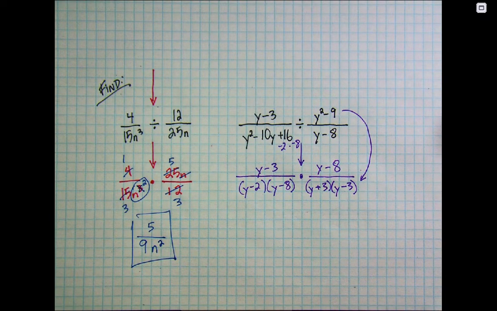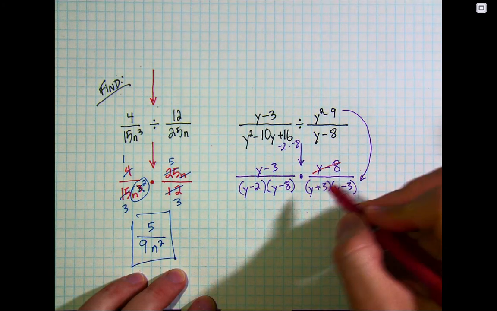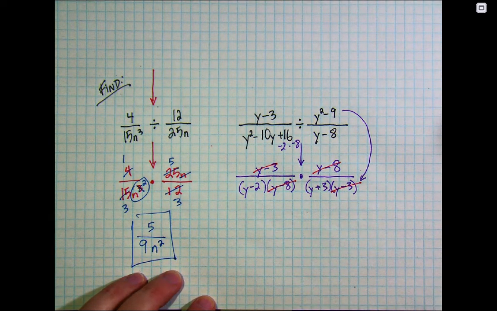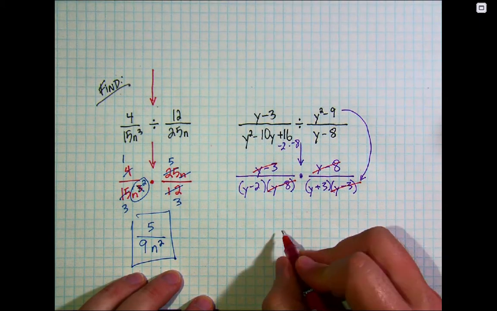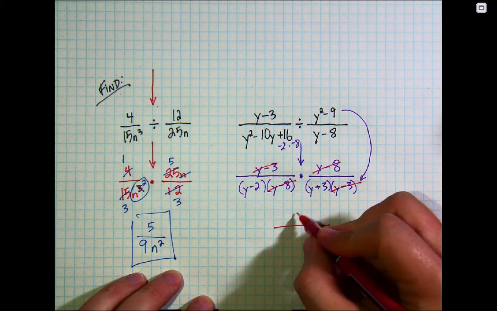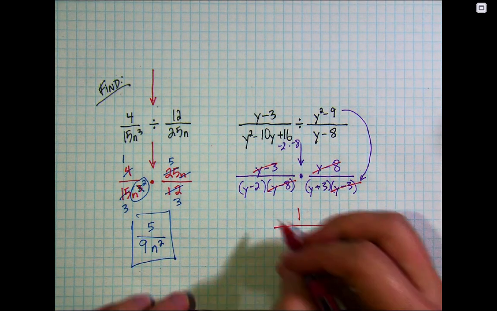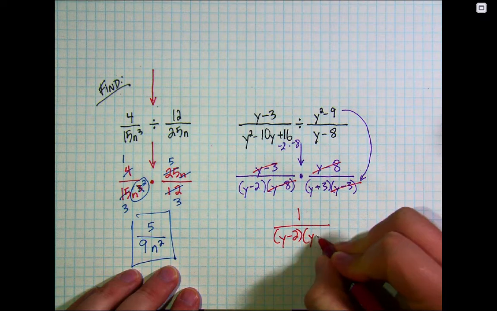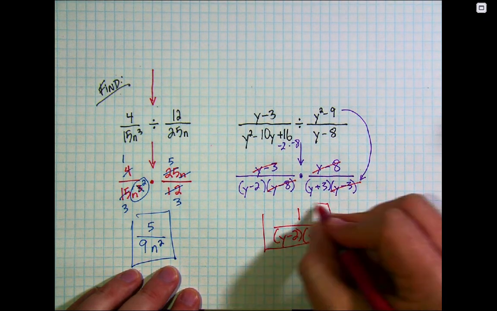So now I get to have a match and scratch party. What matches? What scratches? Y minus 8, y minus 8. Y minus 3, y minus 3. And now I'm going to write my answer as the leftovers. On the top, I'm going to have a 1 because everything else canceled out. And on the bottom, I'm going to have y minus 2, y plus 3. And you can write your answer like this, okay?